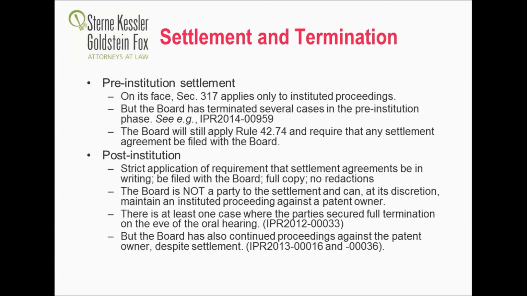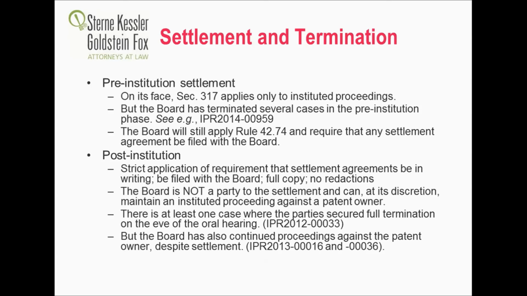So post-institution, the board is very strict in applying Section 317. Settlement agreements have to be in writing. They have to be filed with the board in full, and any collateral agreements that are referred to in the agreement that you're filing, they all have to be provided. It's not permitted that you redact portions of the settlement agreement. The whole thing has to go in.